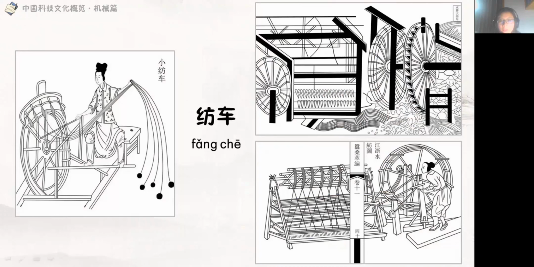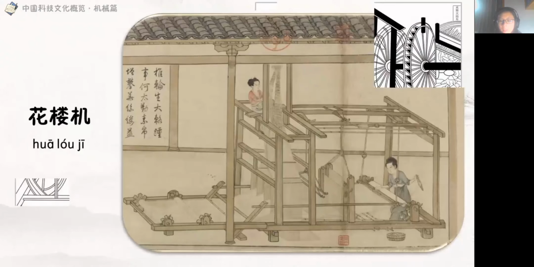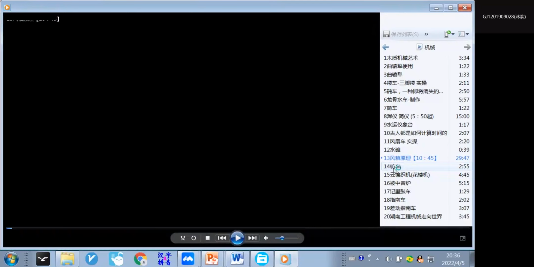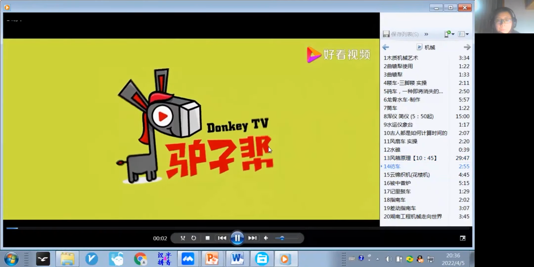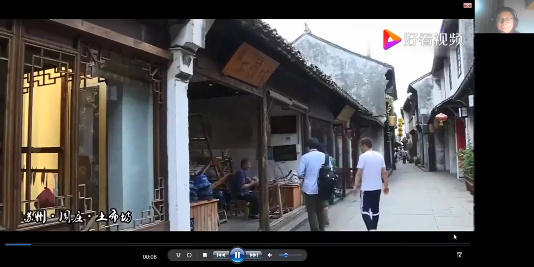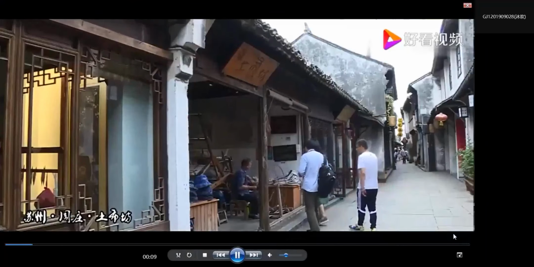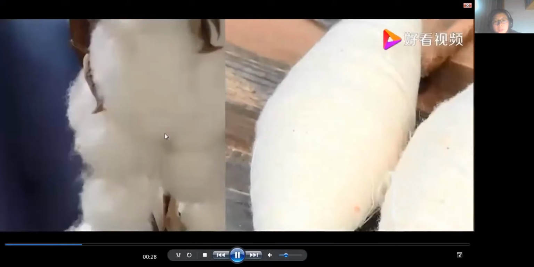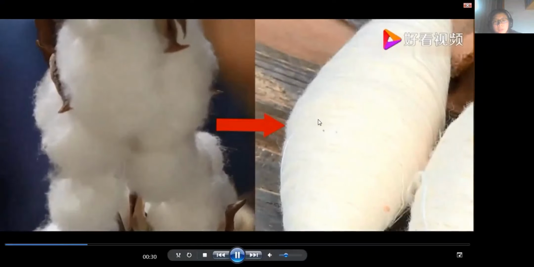Here are other Fang Che. A very big Fang Che can be driven by water power. So let's see the video, sorry. So from the cotton fibers, how to make cotton fibers into thread?